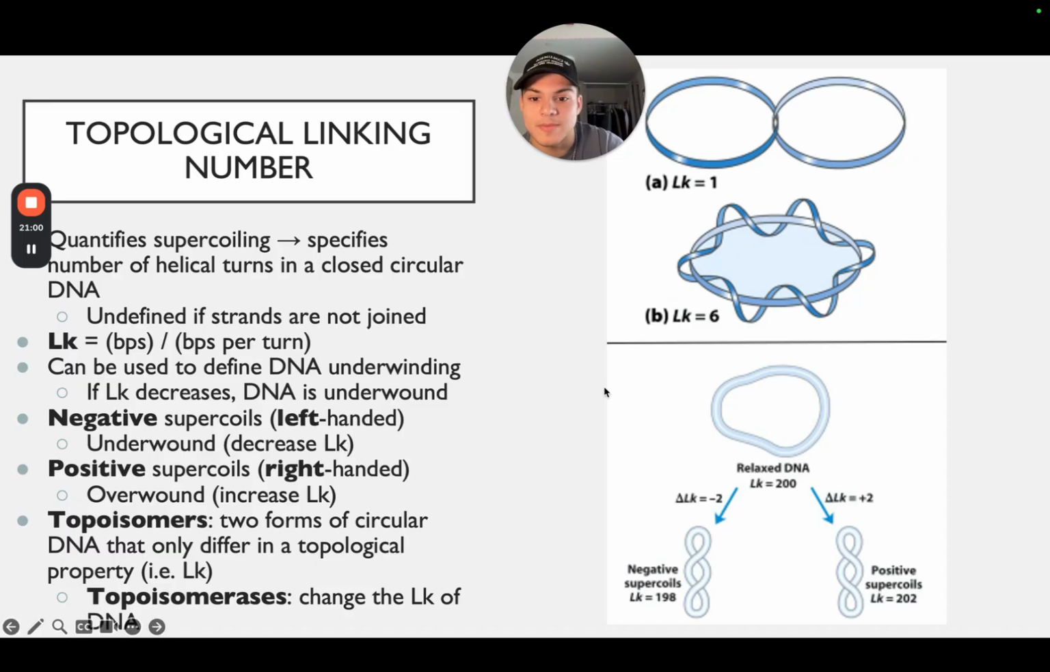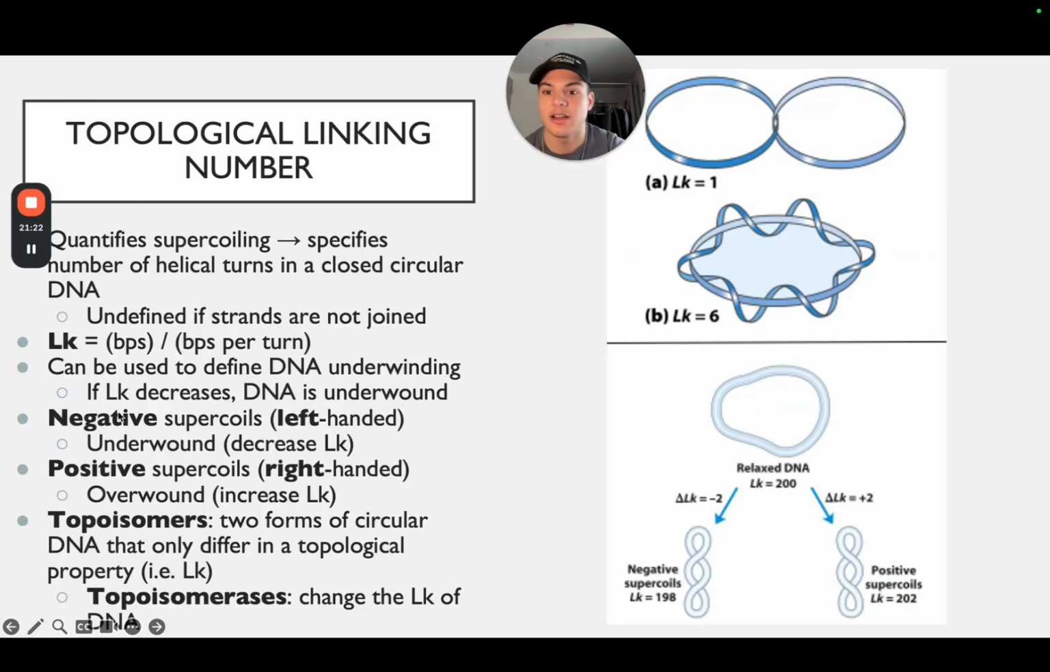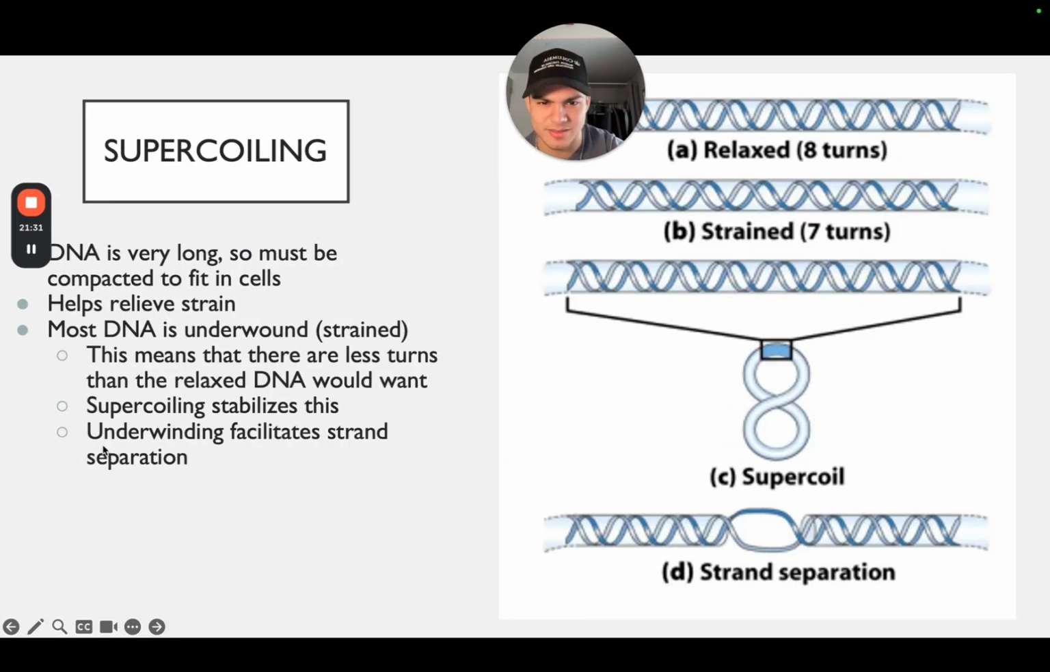Remember, I want to emphasize this again. Underwound means that it is strained right here, and the word underwound means that we have less turns. So here we have 7, whereas up here it is wound up, whatever you want to call it, and it's 8 turns. So this one has more, but it is relaxed. We want it to have more, whereas this one has less and it's strained because of that. So I just want to emphasize that here. A negative supercoil means that it's left-handed, and we're going to have a decrease in linking number because it is underwound. We have less turns. Does that make sense?